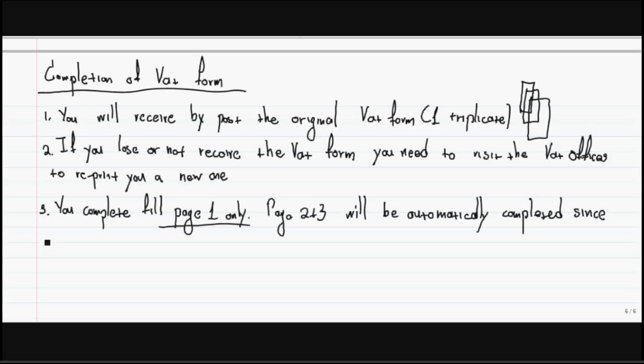And now we're going to move to the payment and the submission of this form to VAT authorities. In this step, I will explain how you pay and how you submit the completed VAT form.